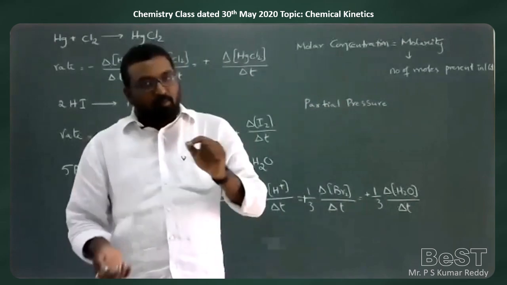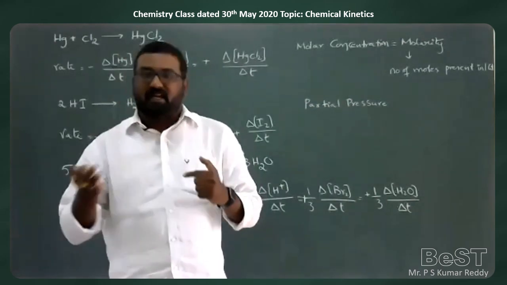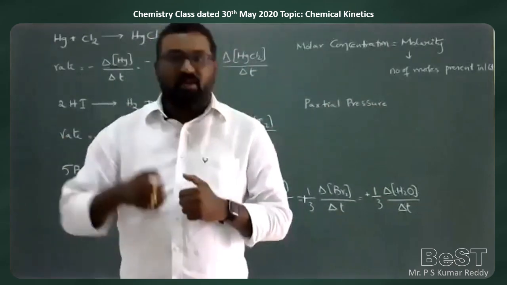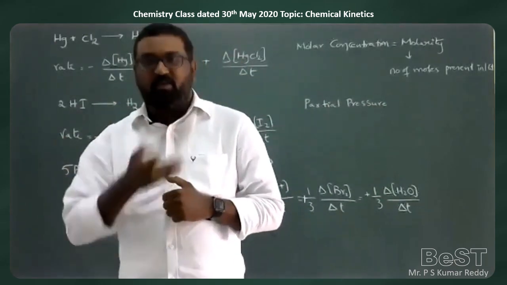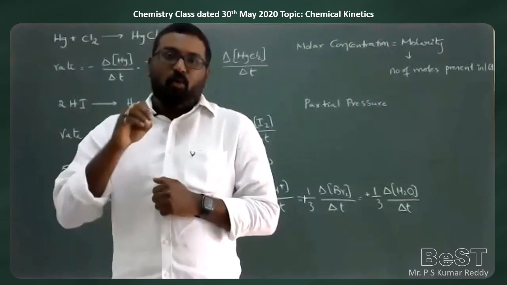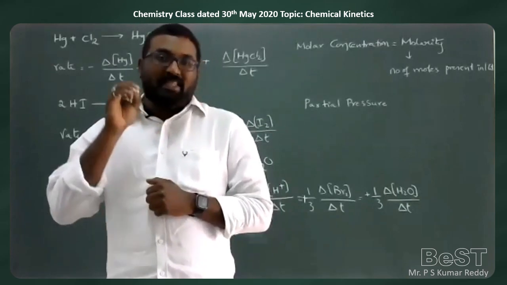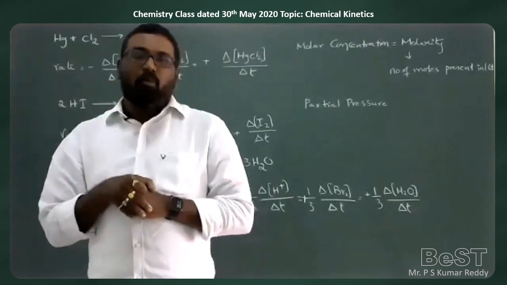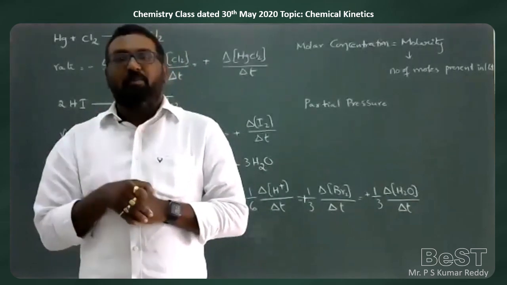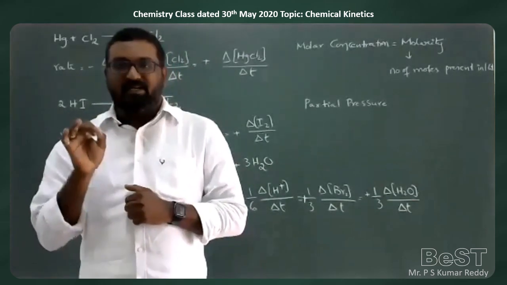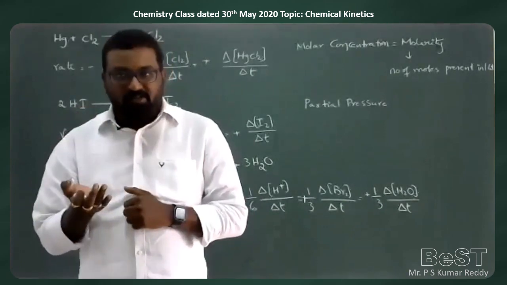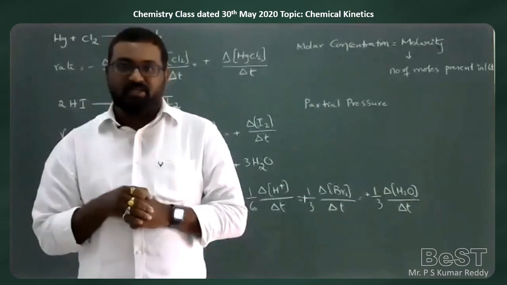So, to generalize: whenever we take a reaction into consideration and take concentrations, we'll be taking molar concentrations. But when a reaction is a gaseous reaction, where gaseous reactants and gaseous products are present, then we will consider their partial pressures in the calculation of rate of reaction. Instead of molar concentrations, we'll be using partial pressures.